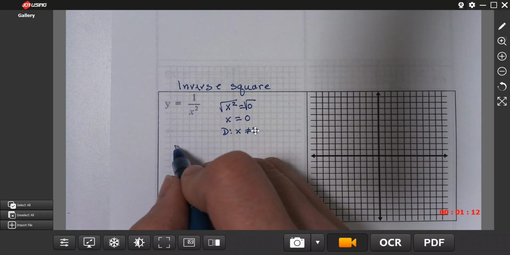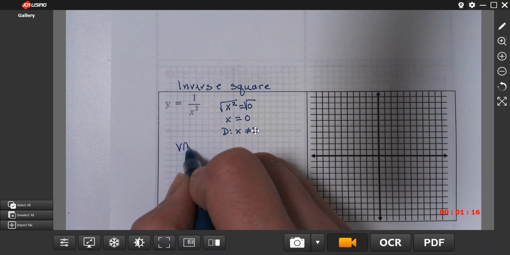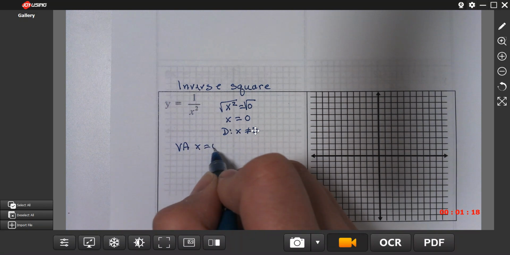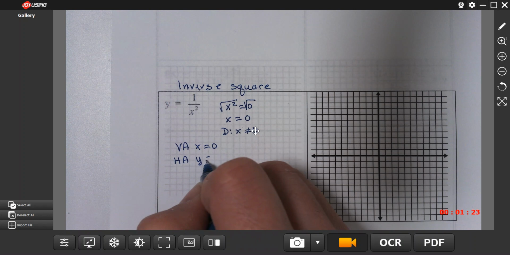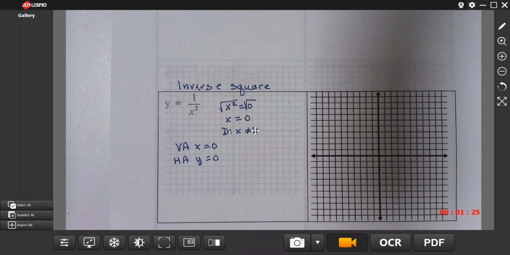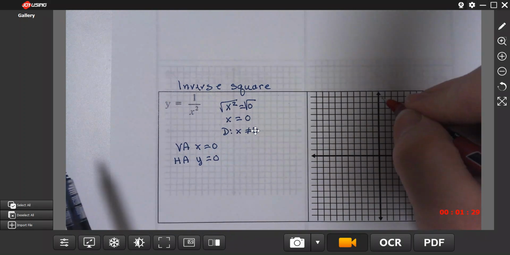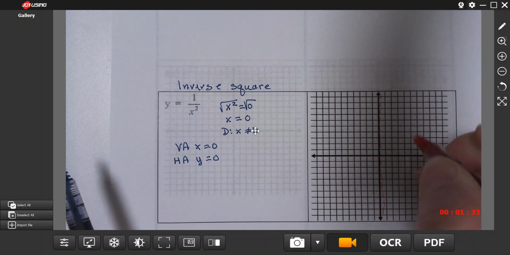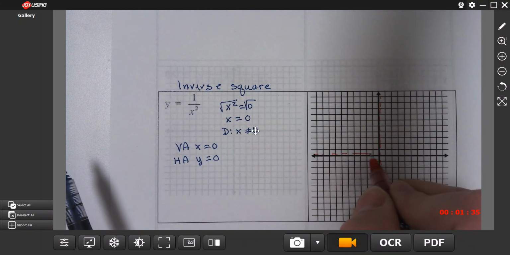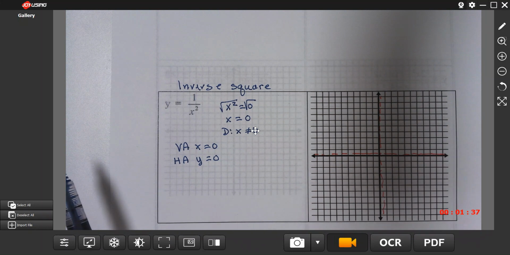It turns out, just like in our previous rational function, that that's an asymptote. So there's a vertical asymptote at x equals 0. And there's a horizontal asymptote at y equals 0, which we'll talk about why that is in a few minutes. So I'm going to put those asymptotes here. This should look really familiar. So x equals 0 is a vertical line through 0. Y equals 0 is a horizontal line through 0.